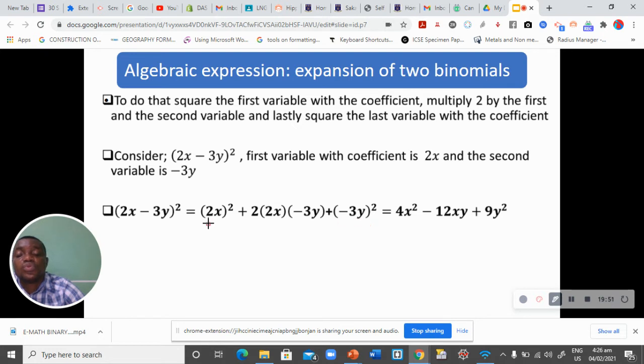So (2x) squared will be 4x squared. Then 2 times 2x times minus 3y will give us minus 12xy. Then negative 3y squared will give us plus 9y squared. So you get 4x squared minus 12xy plus 9y squared. Good.